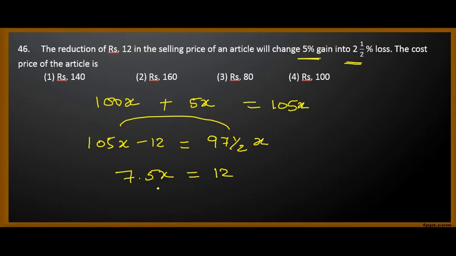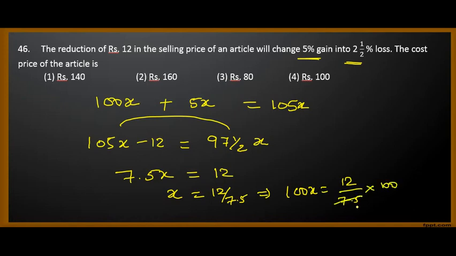Okay, now what happens here? We have to find the value of cost price of the article. If 7.5x is equal to 12, x is equal to how much? 12 by 7.5, which implies 100x is equivalent to 12 by 7.5 into 100. Okay, that comes to a total of 160. So the answer is option 2.